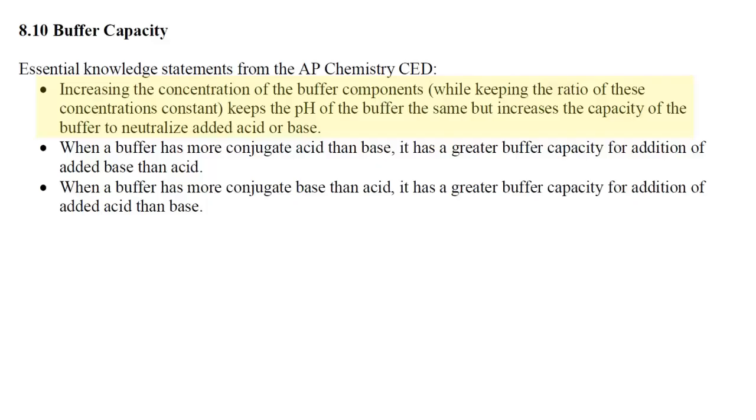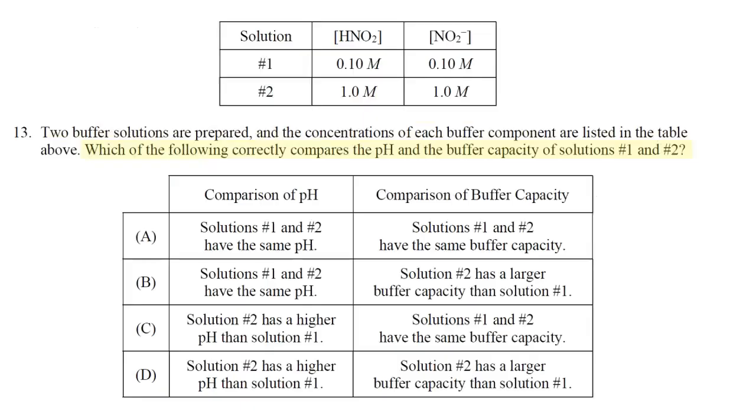And the essential knowledge statement that's highlighted on this slide says the following. Increasing the concentration of the buffer components while keeping the ratio of these concentrations constant keeps the pH of the buffer the same, but increases the capacity of the buffer to neutralize added acid or base. In other words, a larger concentration of buffer components will lead to a larger buffer capacity. Now let's analyze solutions 1 and 2.